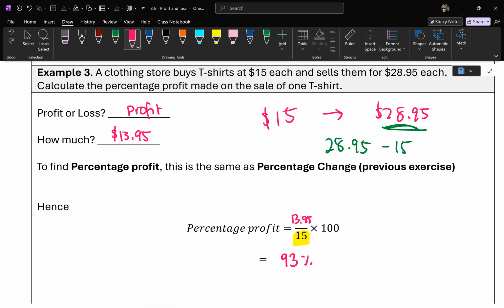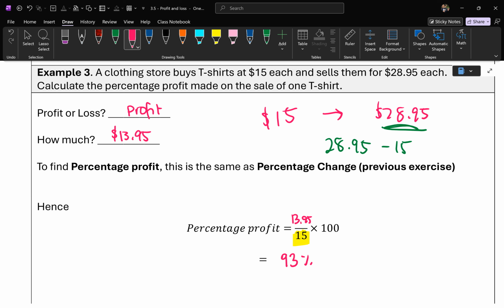So what does that mean? That means for every t-shirt, you're making 93% profit. Which makes sense because that's almost an extra $15 profit. And if it's $15 how much you bought it, that's 100%. You almost made 100% profit. Okay, that's the idea. So it makes sense that it is around 93%. So far, so good. Okay, because that kind of revises chapter 3.5 or exercise 3.4, increase, decrease.